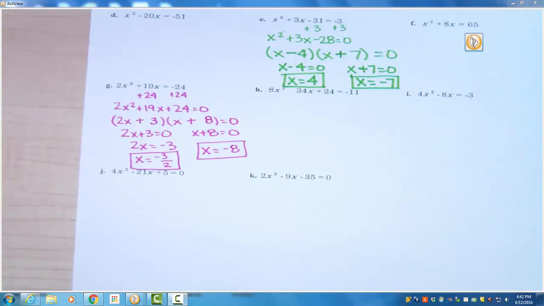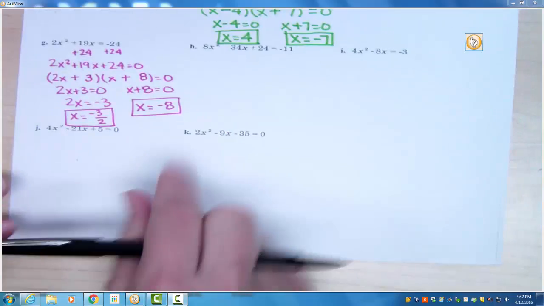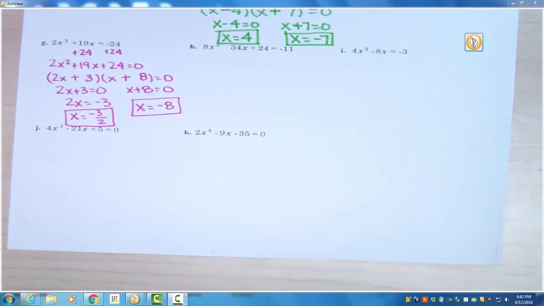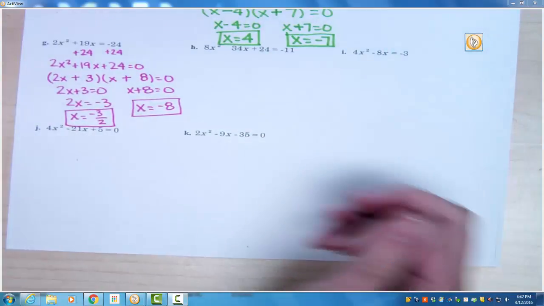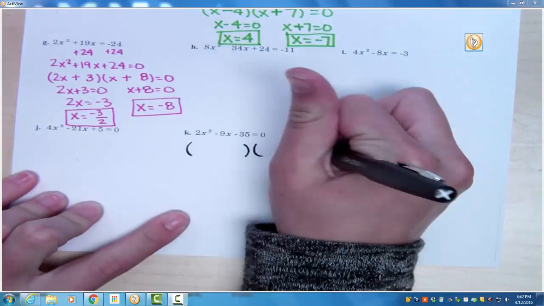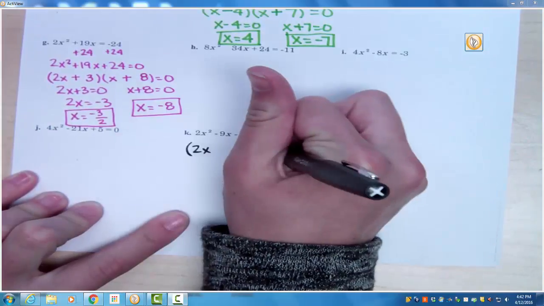Okay, let's do one more. I'm going to do k. So, again, now I have 2x squared. I need to somehow get, well, it's equal to 0, so I don't have to do anything there, but I need to get 2x and x out in front.